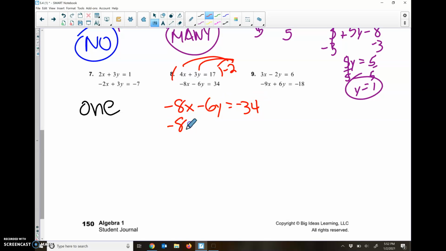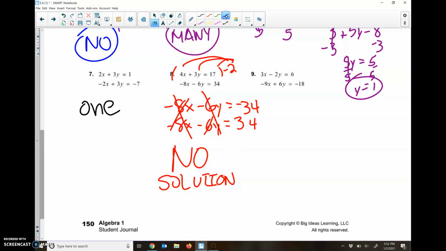So now if I look at my two equations, they look a little more similar, but not exactly the same. -8x, -8x, yep. -6y, -6y, yep. But -34 and +34 aren't the same. So the x's are the same, the y's are the same, but the numbers are different. So this is a no solution problem.